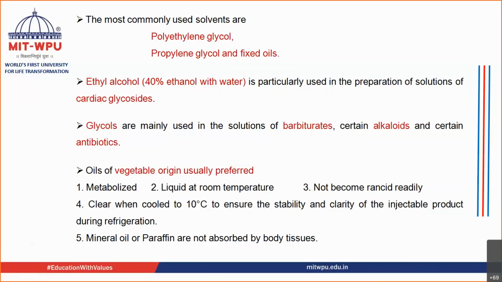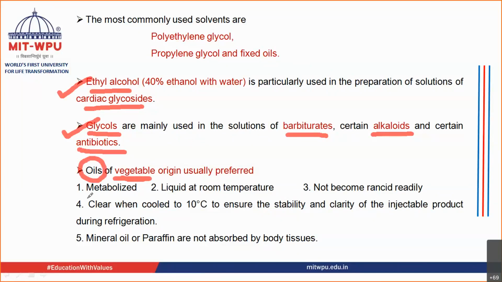Some of the examples: ethyl alcohol, which contains 40% ethanol, is used in the preparation of cardiac glycoside. Okay, when you are preparing cardiac glycoside injection, at that time ethyl alcohol is being used as a solvent. Then if you are preparing a solution of barbiturates, or a solution of certain alkaloids or certain antibiotics, then glycols can also be used as a non-aqueous solvent. So these are some of the examples, that is ethyl alcohol and glycols, where they can be used in the preparation of injectables. When you are going to select oils, then usually vegetable oils are preferred.